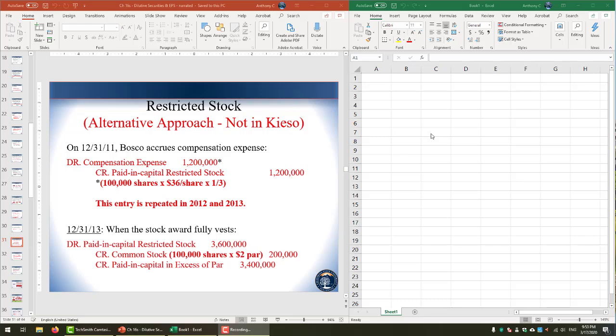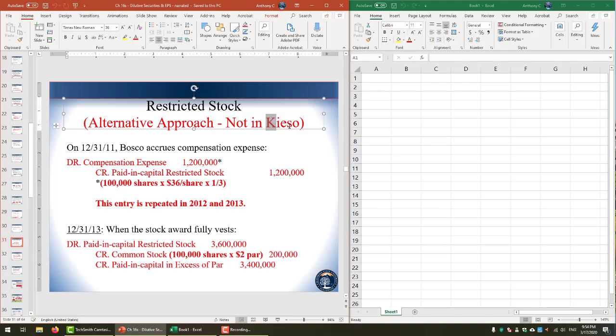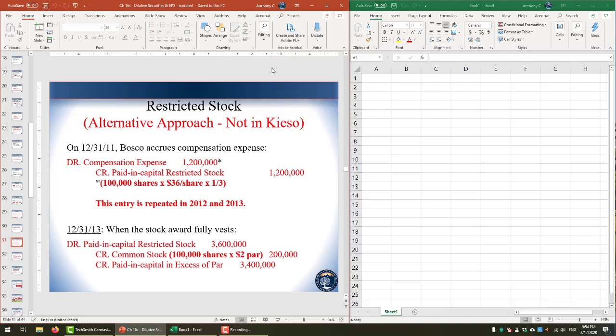There is an alternative approach to record the journal entries for restricted stock. This approach isn't covered in your textbook, which is known as the CASO textbook, because that's the first author. I'm just going to go over a brief overview of this. I'm not going to require you to know this for the exam, but I wanted to make you all aware of this in case you wanted to take the CPA exam.